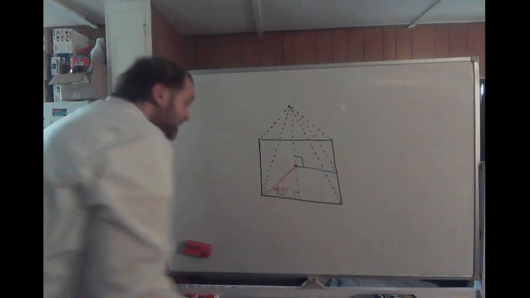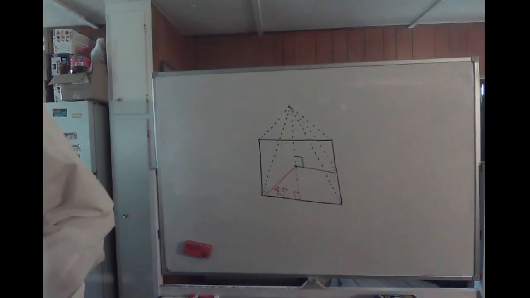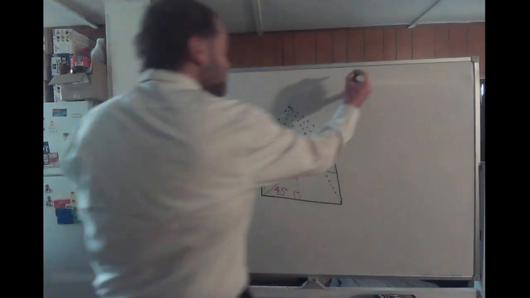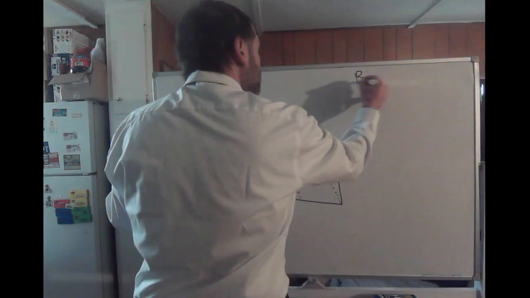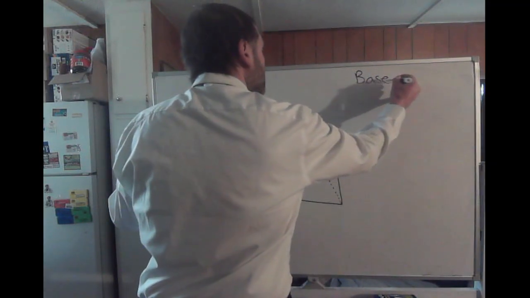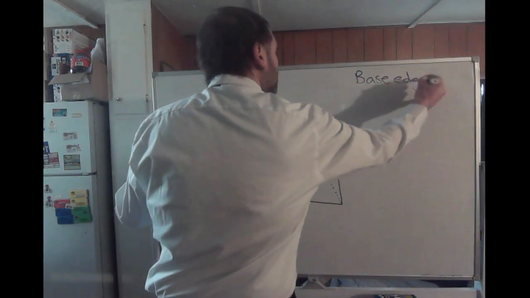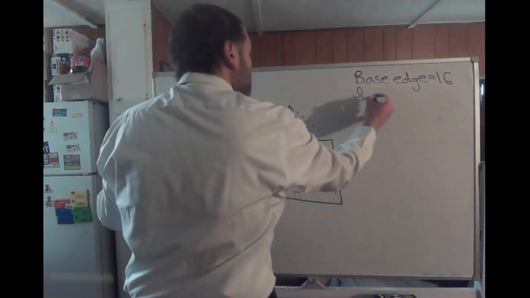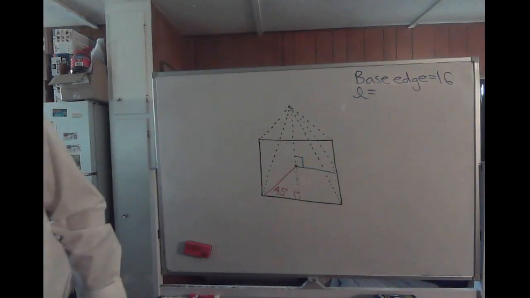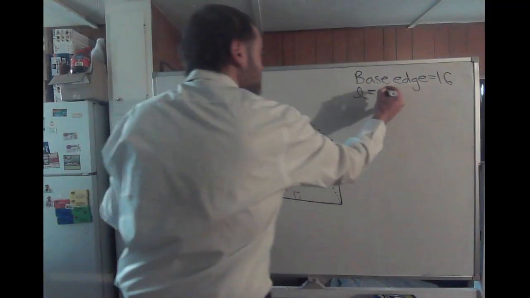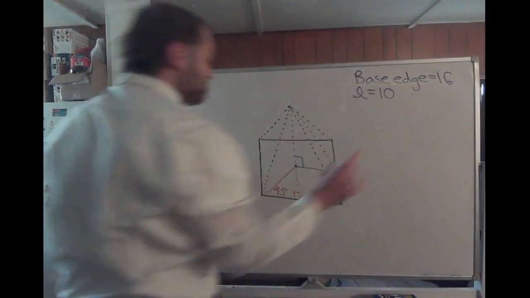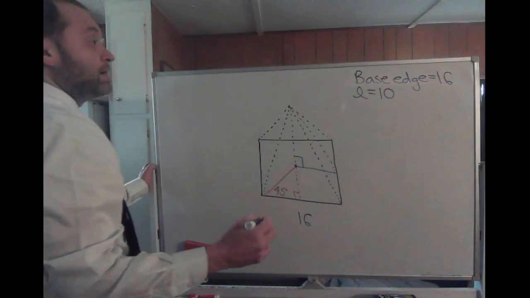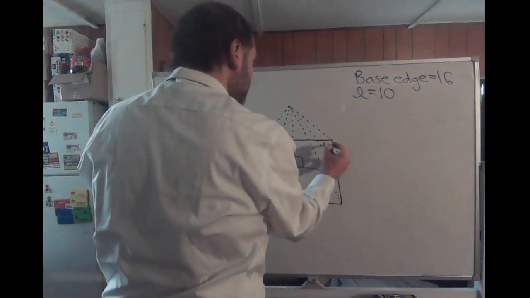Alright, what are we given next here? So we have a base edge with a length of 16 units. And then they give us the slant height for this, which is 10. So this time we know a base edge, the whole thing to be 16. We have a slant height of 10 units.